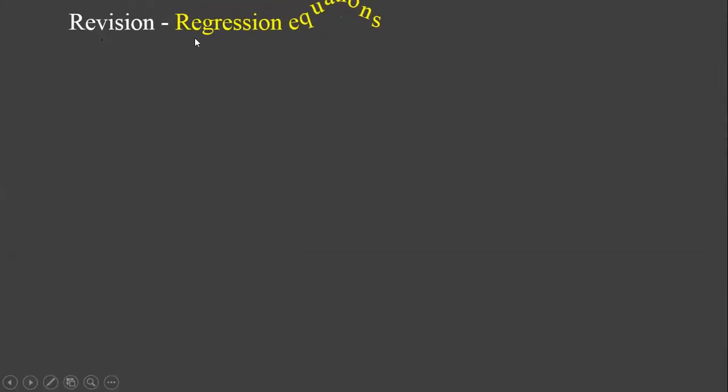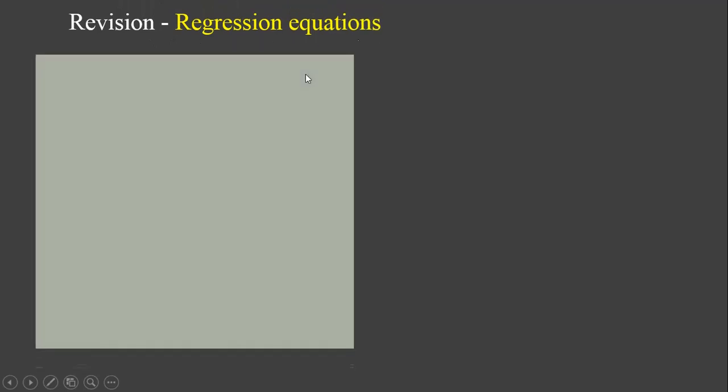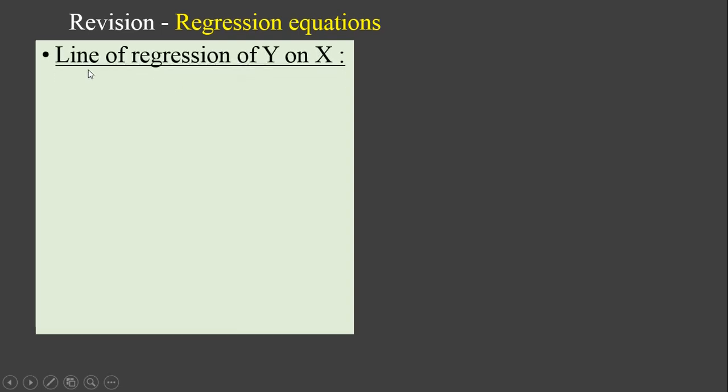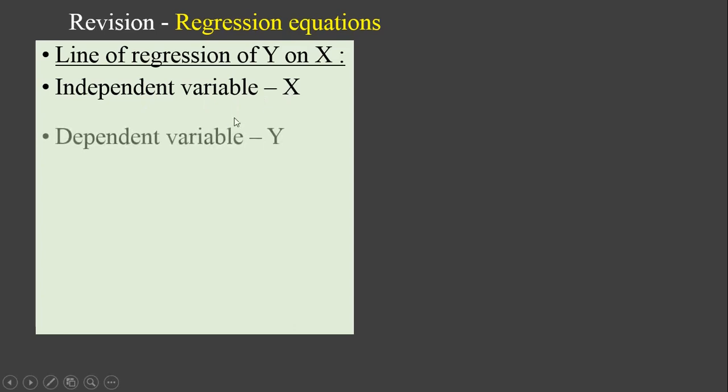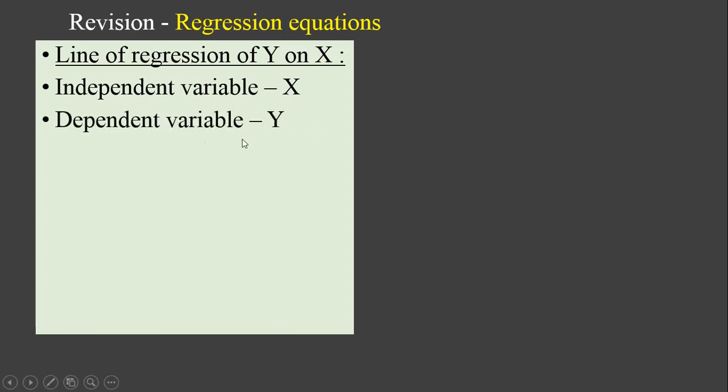Let us revise a few points about regression equations. First, line of regression of y on x. Regression of y means prediction of y when value of x is given. So here y is dependent variable and x is independent variable.